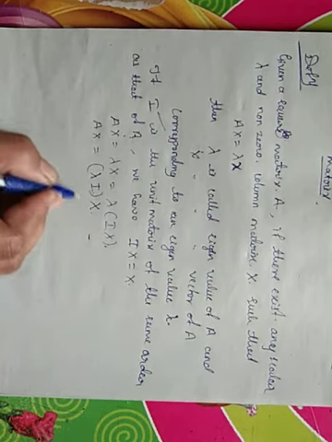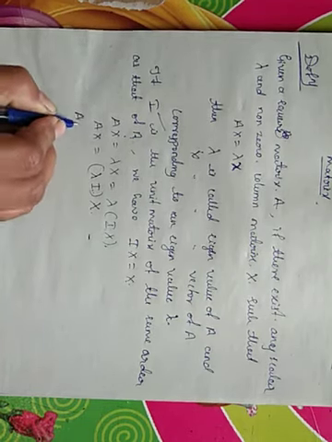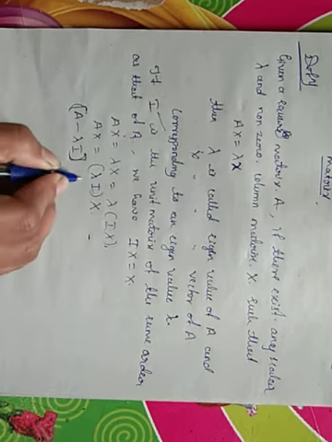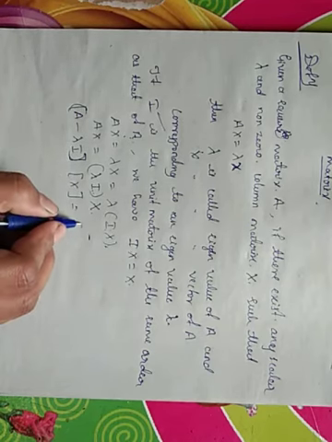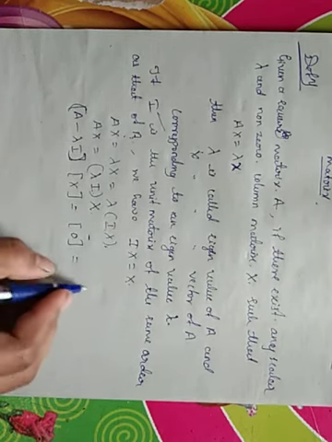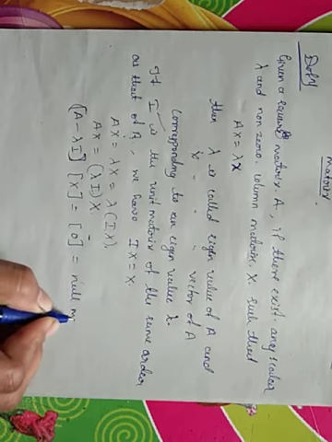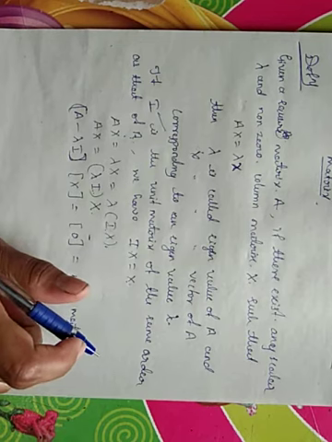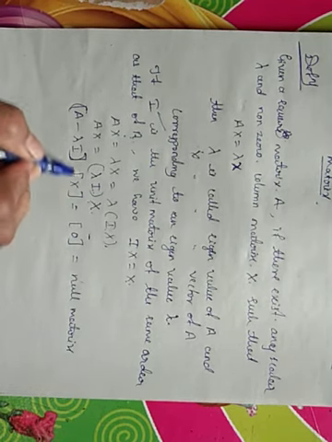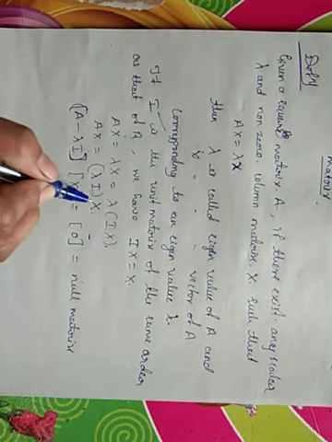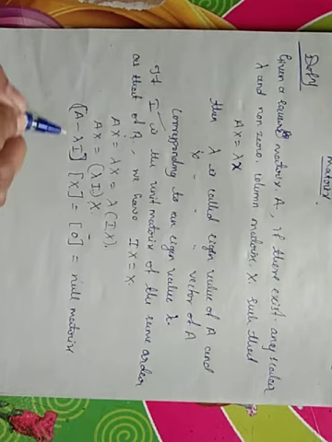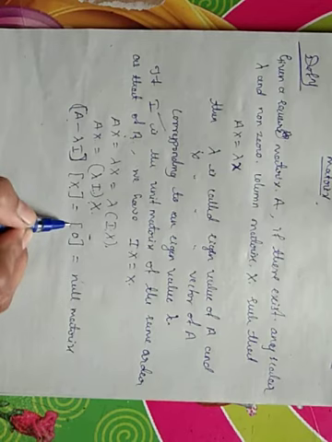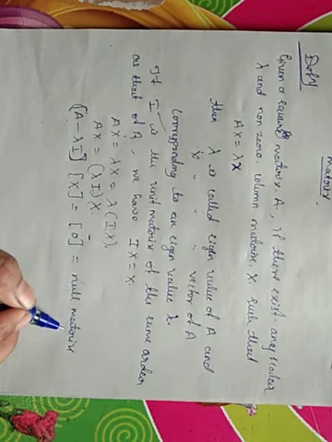Now take this entire term onto the LHS side and take x as common. We get A minus lambda I into x equal to 0, where 0 is nothing but the null matrix.